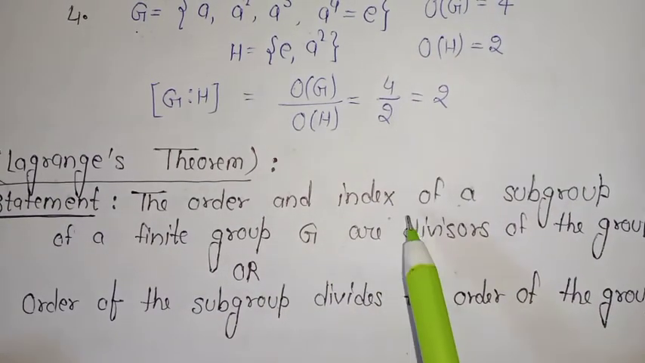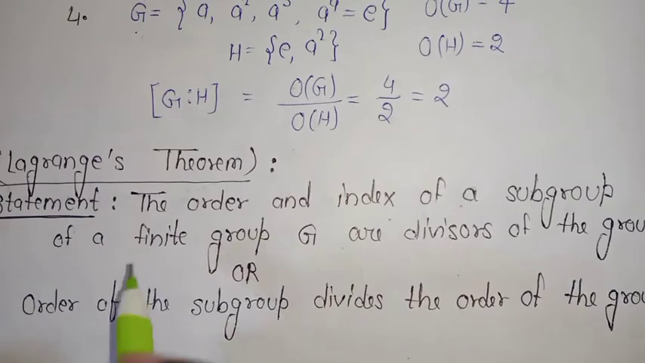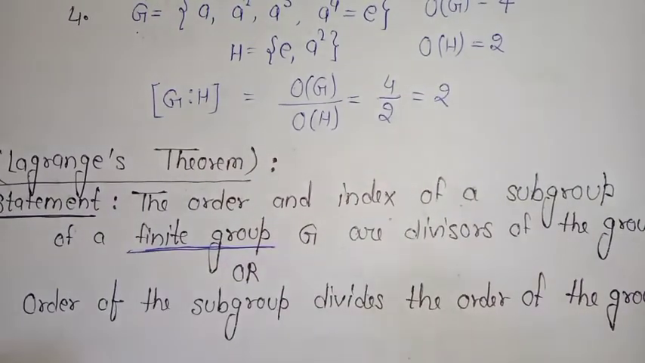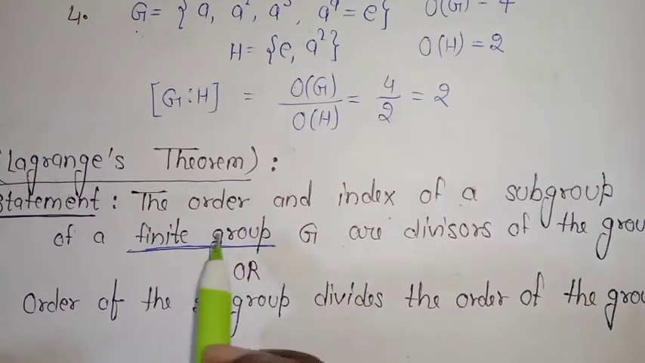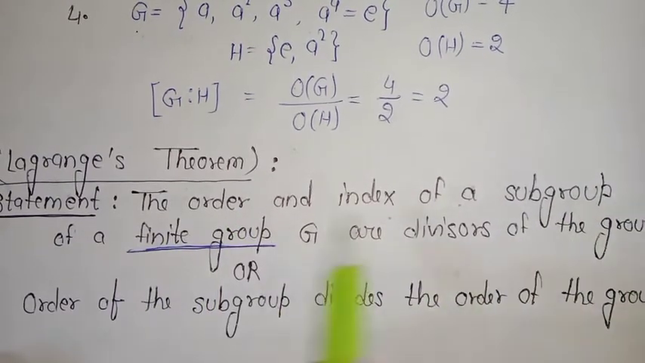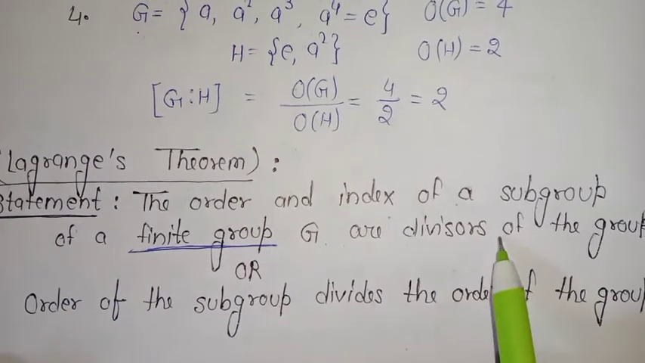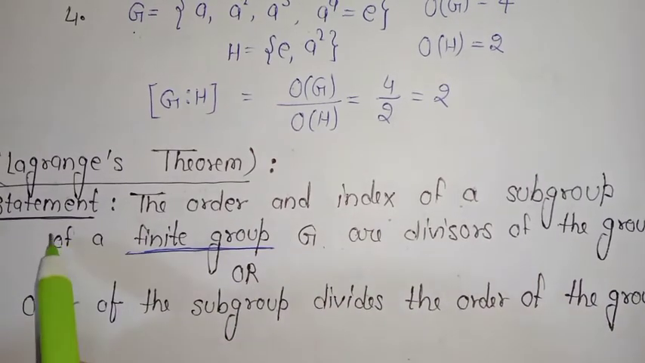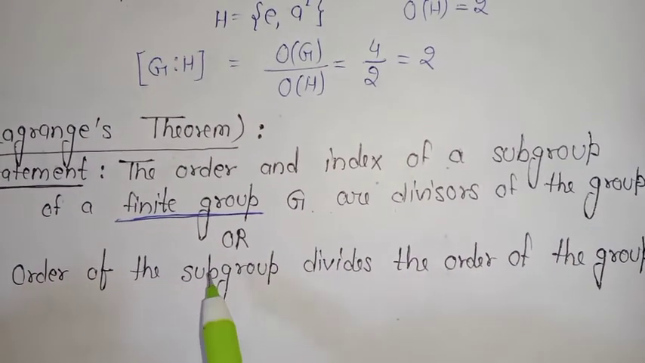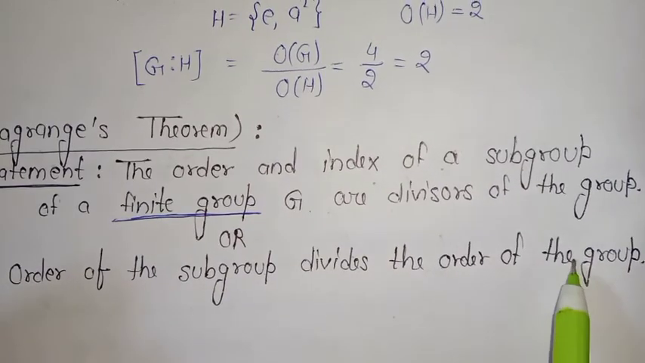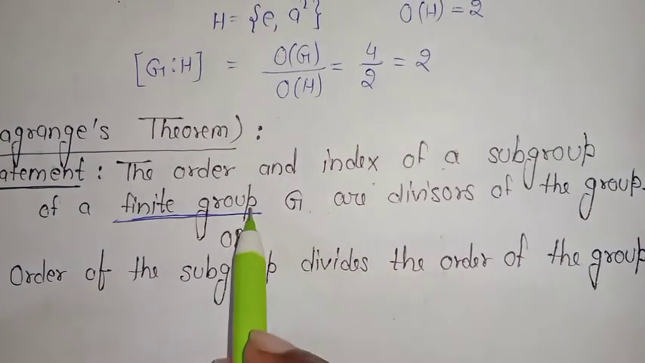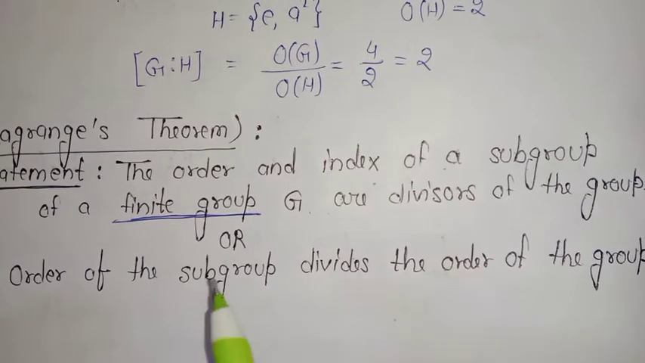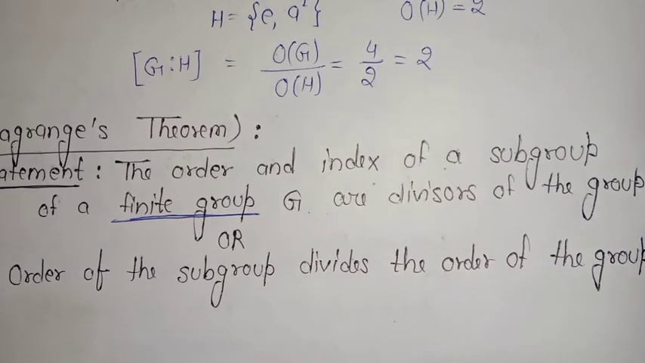So the order and index of a subgroup of a finite group. Remember always that whenever we talk about Lagrange's theorem, the group must be a finite group. So note that the order and index of a subgroup of a finite group G are divisors of the order of the group G. If you don't understand this statement, you can always remember that the order of the subgroup divides the order of the group, but the condition is that the group should be finite. Suppose you have a group and you know the order of a subgroup, then you will always see that the order of the subgroup divides the order of the group.